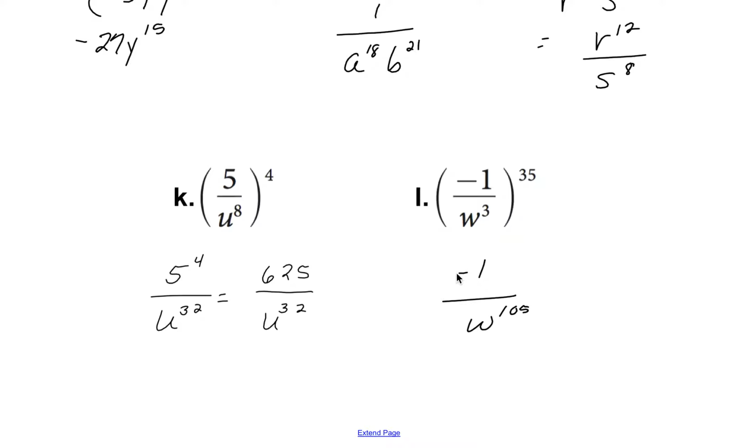Letter L, negative 1, because it's a negative number to an odd power, is going to be a negative 1. And then w to the 3 times 35, which is 105.